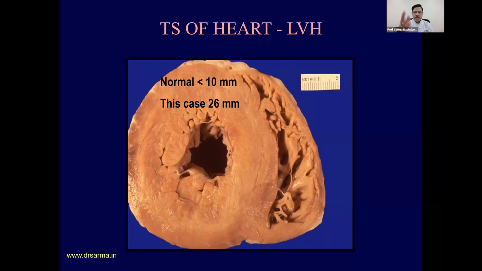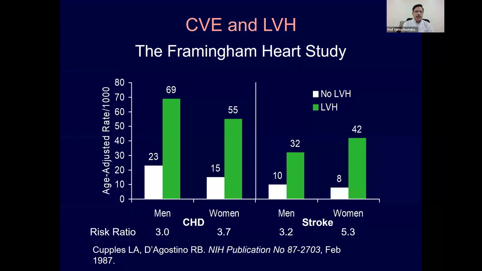Left ventricular hypertrophy. This is a transverse section of the heart showing the left ventricular muscle on the left side. Right side is the right ventricular wall. Okay. Left ventricular hypertrophy is the single most important predictor of cardiovascular disease. So the Framingham Heart Study has shown that whoever has got LVH, the risk is much higher. That is 69 versus 23, 655 versus 15. That is for the CHD.